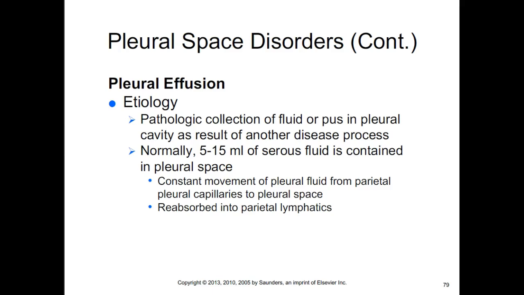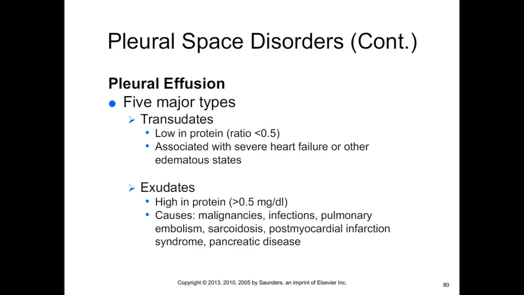Right, so the etiology of a pleural effusion. So what is a pleural effusion? A collection of fluid or pus in the pleural cavity as a result of some sort of disease process. So normally about 5 to 15 mL of serous fluid is contained in the pleural space, right? And so that constant movement of fluid is normal, right, from the parietal pleural capillaries to the pleural space, and it is reabsorbed into the lymphatics. And so pleural effusion is an increase in that.